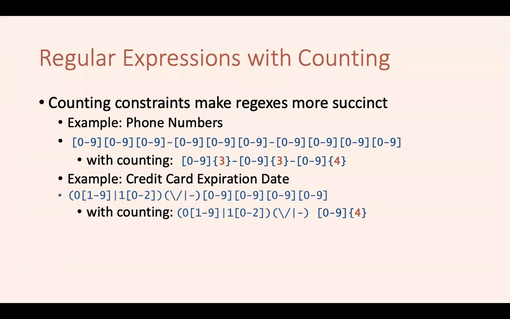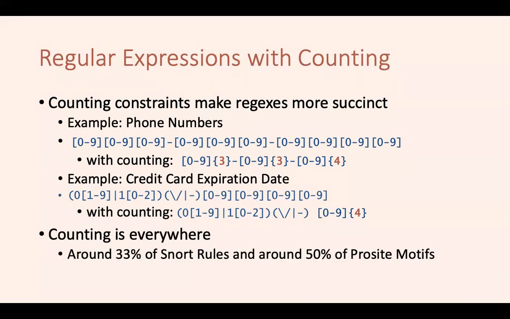This basically means that when I have 3 in the braces, it's repeated 3 times. Another example is something like this. So counting makes things more succinct, and it operates a lot in practice. Around 33% of the Snort rules and 50% of the Protomata motifs had counting.